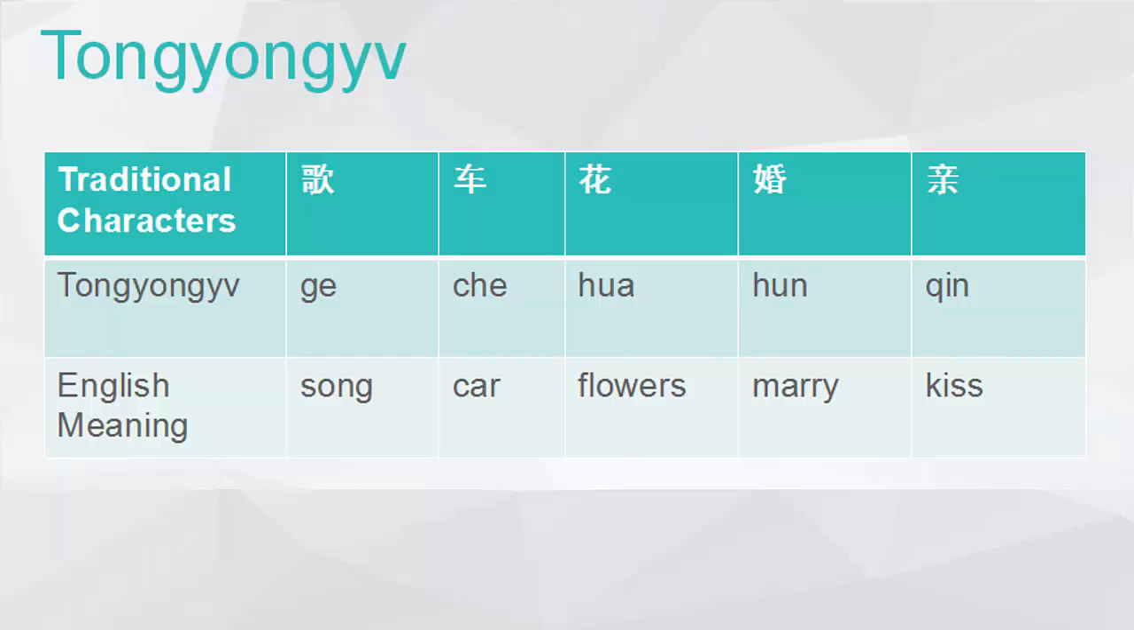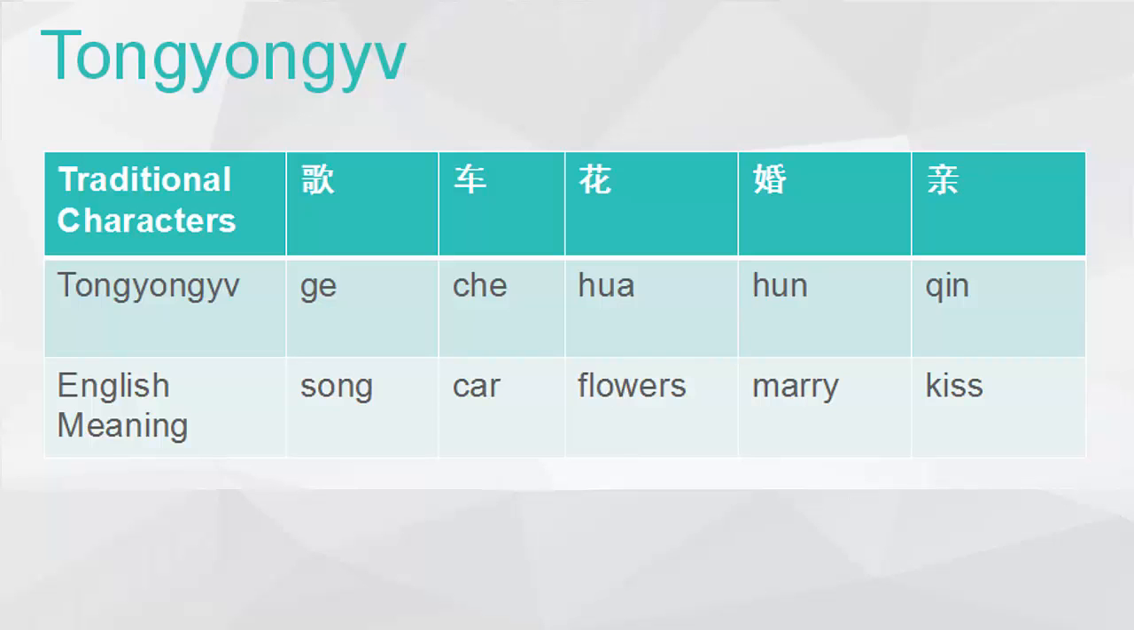The first line is the Chinese character, the second line is Tongyongyv, the third line is the English meaning. You can see the first line, the characters, how difficult it is. How can you handle it? Okay, Tongyongyv, you can see, is so simple. Yes, so beautiful. And sometimes it's shorter than the English meaning. And in my system, every Tongyongyv has no more than 6 letters. It's short and easy.